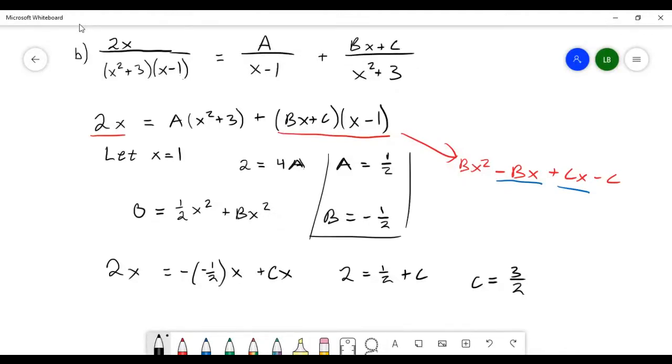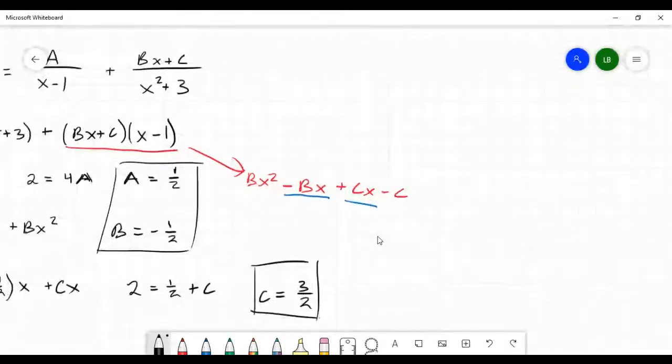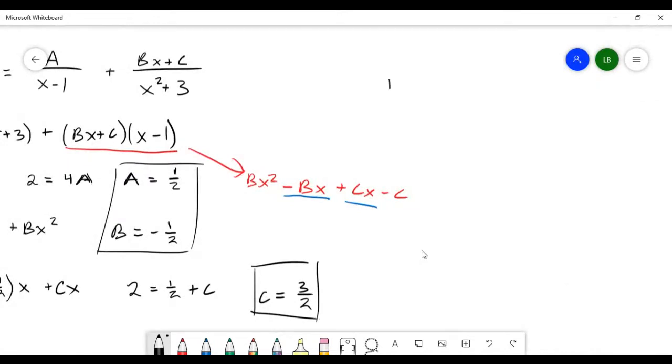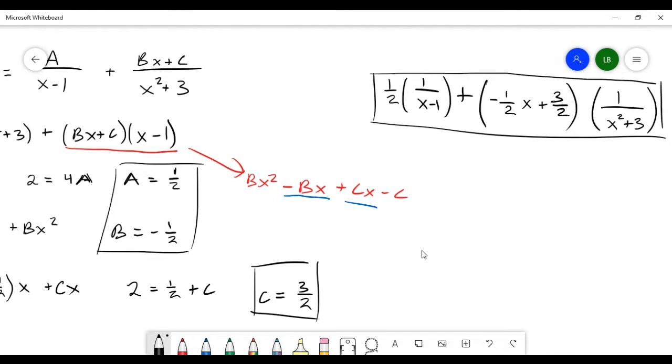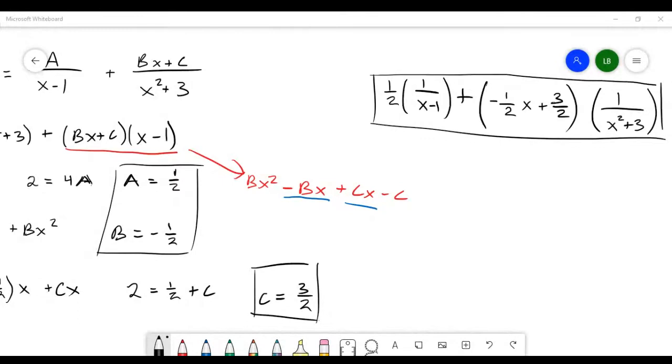And here we have all three of our coefficients. So then we can just write them into our partial fractions equation. And we get 1/2 times 1 over x minus 1 plus, then we have bx, so negative 1/2 x plus 3/2. That's our bx plus c times 1 over x squared plus 3. Any questions? Does that all make sense? Cool. All right then.